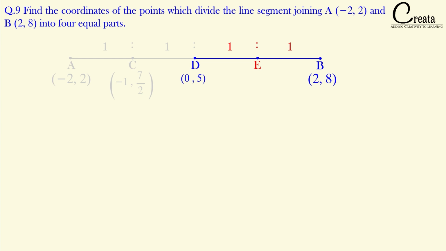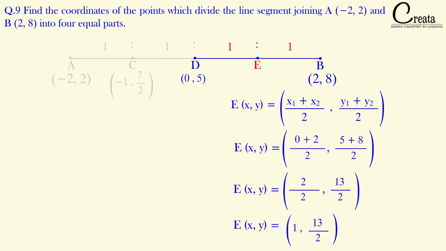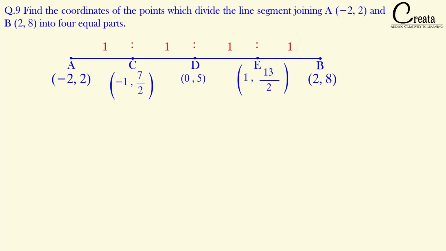So the coordinate of point E, again we will use the section formula. The x coordinate will be 1 and the y coordinate will be 13 upon 2. Got it? So we are done with question number 9. Let's move to question number 10.